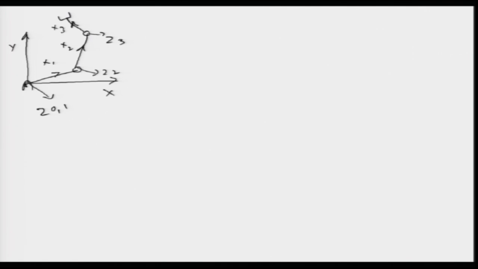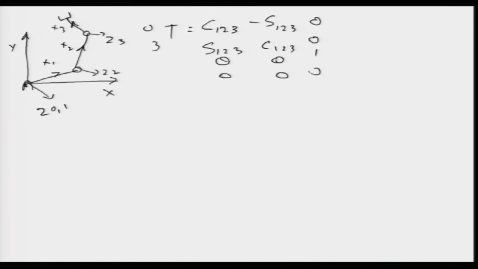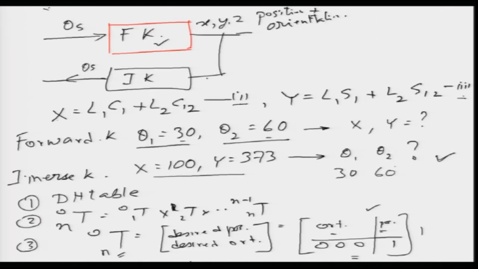This manipulator, which I'm drawing again, is something like this. This is my x-axis, that's my y-axis, and this is z0, z1, just the way we had done, z2, z3. This is my x1, x2, and x3. The final matrix that comes out for T0 to 3 is: cos(θ1+θ2+θ3), minus sin(θ1+θ2+θ3), 0, 0, and sin(θ1+θ2+θ3), cos(θ1+θ2+θ3), 0, 0, then 0, 0, 0, and L1 cos θ1 plus L2 cos(θ1+θ2), L1 sin θ1 plus L2 sin(θ1+θ2), 0 and 1. This is the same matrix that we got here.